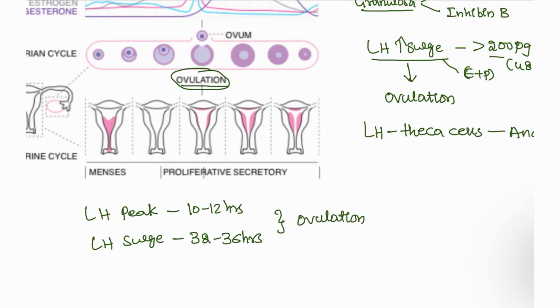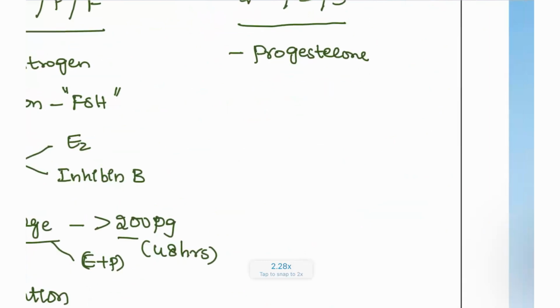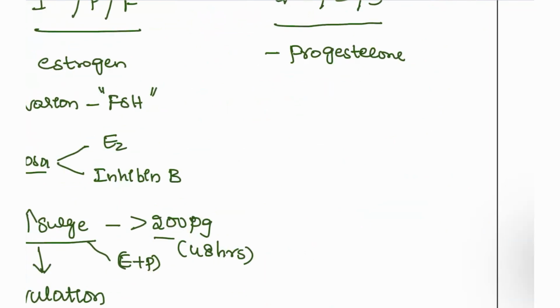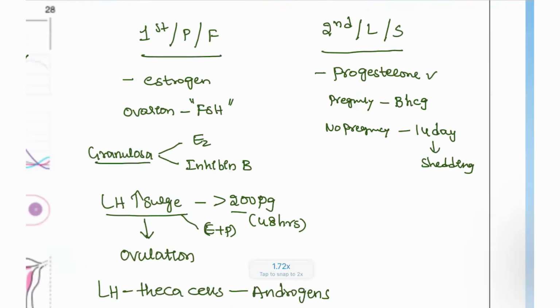Right, next moving on to the secondary phase, which is the secretory phase. Here, most commonly, it is associated with progesterone. If they are going to be pregnant, then this progesterone is going to be maintained along with the beta hCG. Else, if there is no pregnancy, then the cycle is going to be intact at exactly 14 days, and again there will be the shedding. So this is the secretory phase that we are going to see.